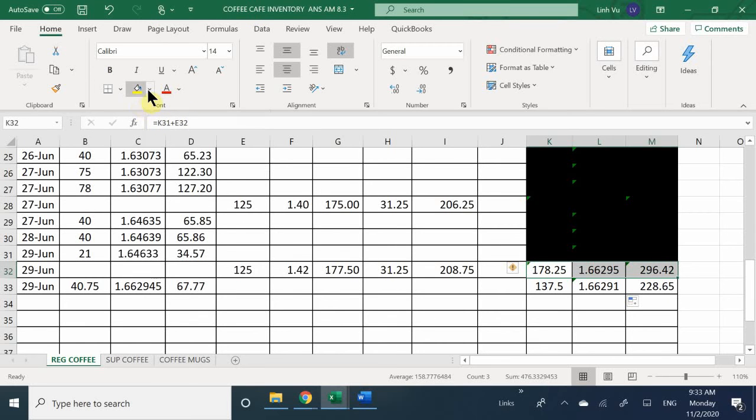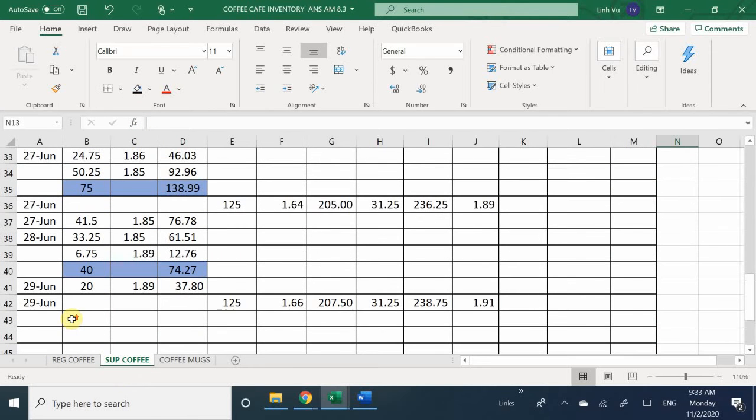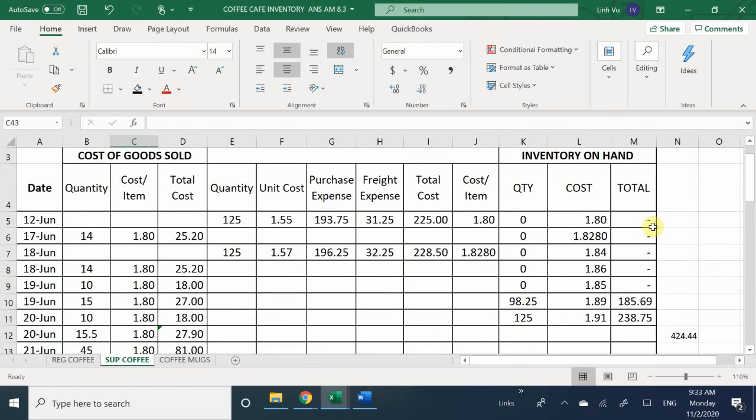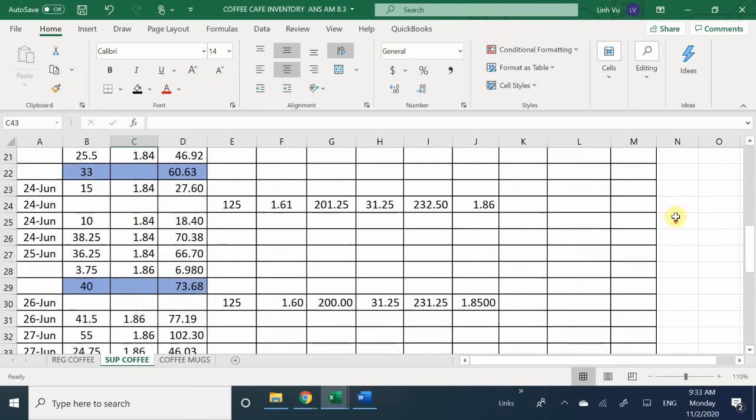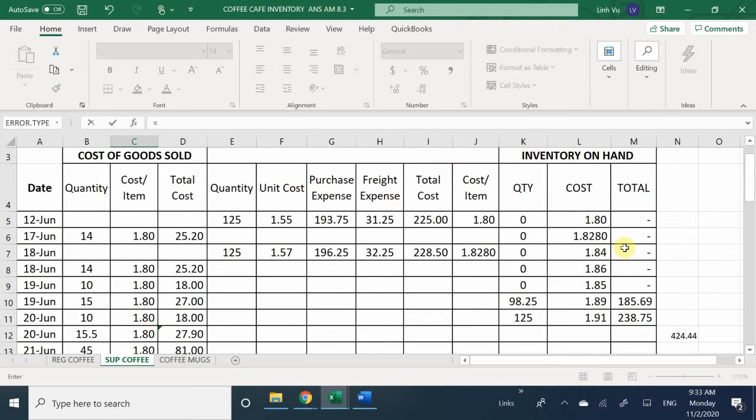We're gonna go to Supreme. And we have used 41.25 pounds. Okay, so let's look at our inventory. We take from the 98.25. 98.25 minus 41.25. That leaves 57. Okay, I'm probably ahead of the game right there.